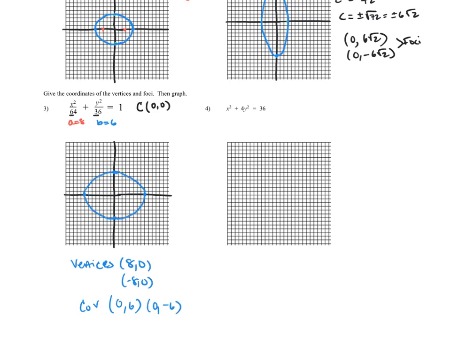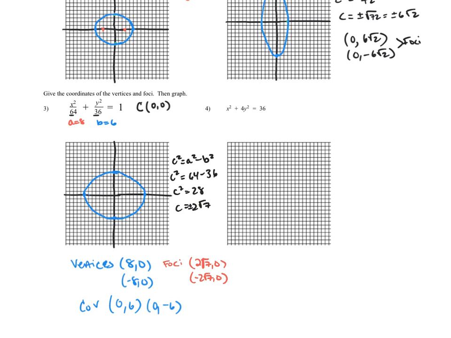And to find our foci, we'll use that same relationship, that c squared is equal to a squared minus b squared. So c squared is going to be 64 minus 36, which gives us a c squared value of 28 and a c value of plus or minus 2 root 7. So then our foci are on the x-axis. So they'll be at 2 root 7 comma 0 and negative 2 root 7 comma 0.